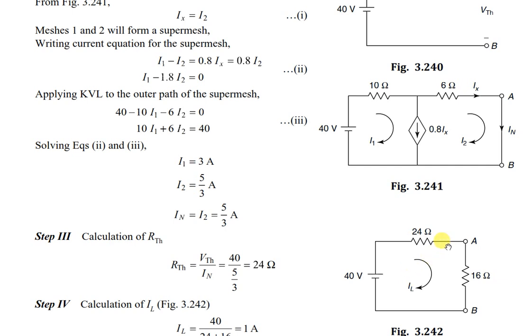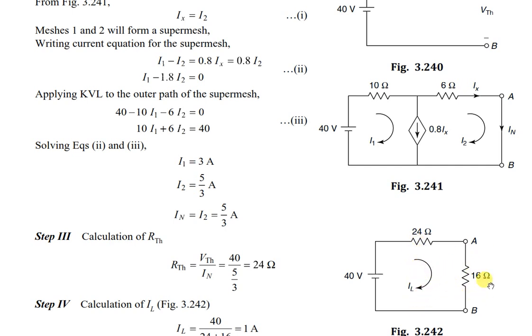So write the Thevenin's equivalent circuit as 40 volts in series with 24 ohms. If it is Thevenin's theorem, you have to write 40 volts in series with 24 ohm. If the same problem is asked using Norton's theorem, you have to write the IN value, 1.66 amps in parallel with 24 ohms. Or you can convert this one to a current source, that will give you Norton's. That current value is 1.667 upwards, and the same 24 ohms you have to connect in parallel.